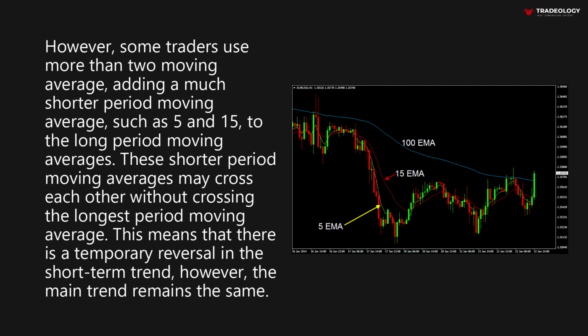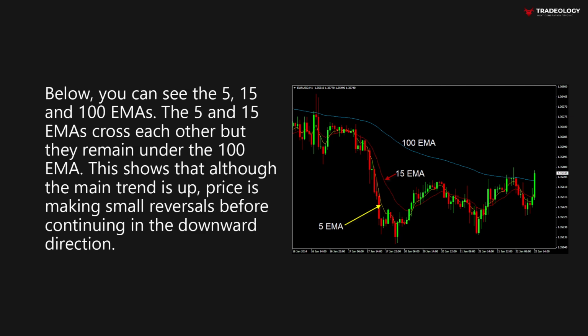These shorter period moving averages may cross each other without crossing the longest period moving average. This means that there is a temporary reversal in the short-term trend. However, the main trend remains the same. Below you can see the 5, 15, and 100 EMAs. The 5 and 15 EMAs cross each other, but they remain under the 100 EMA. This shows that although the main trend is up, price is making small reversals before continuing in the downward direction.